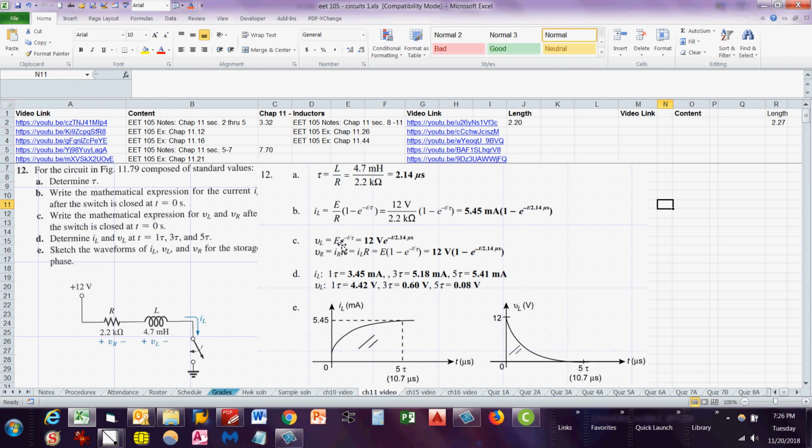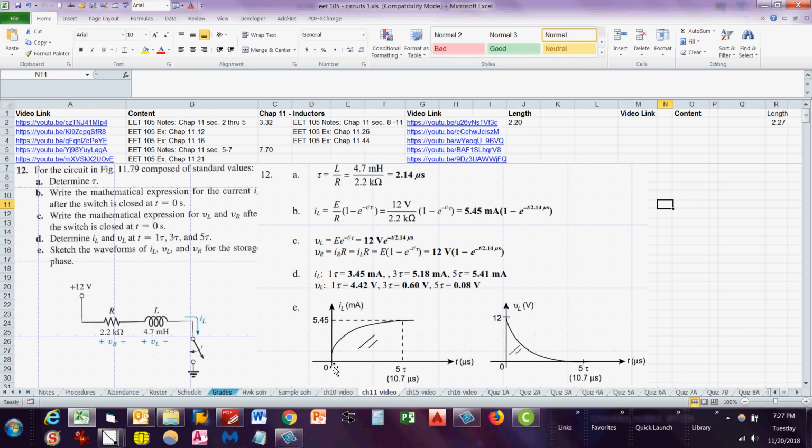You put your 12 times E to the minus T over tau. For 1 tau, this is 12 times E to the minus 1, which is that, and then 12 times E to the minus 3, which is this, 12 times E to the minus 5, which, as you can see, is almost 0. And then it says sketch the waveforms.